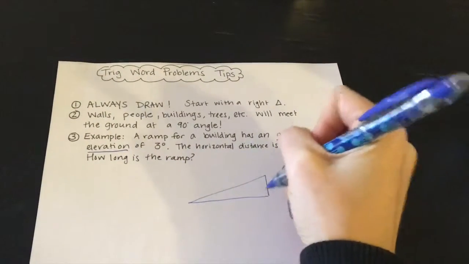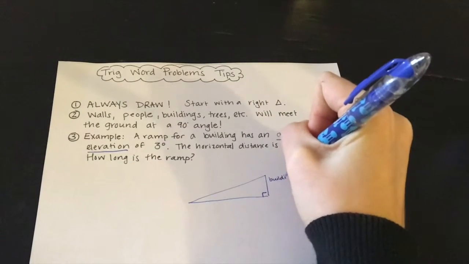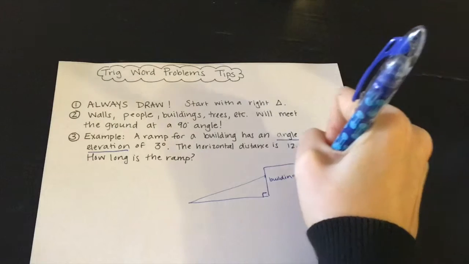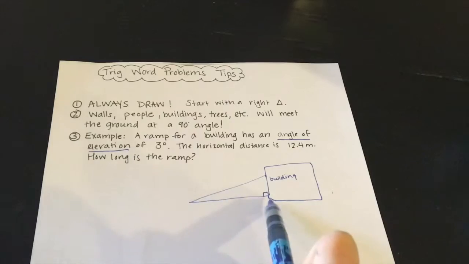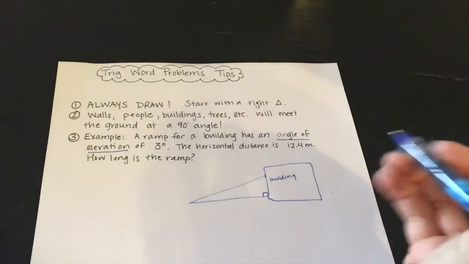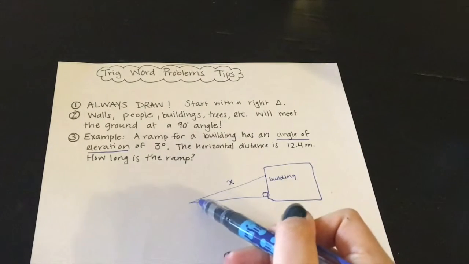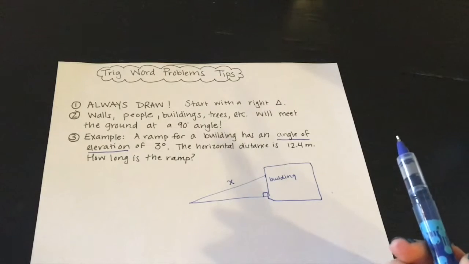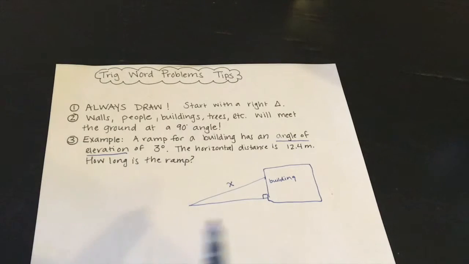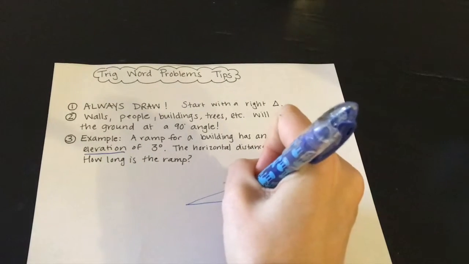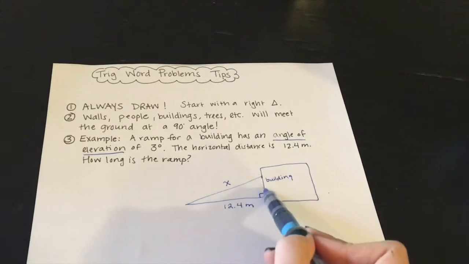So I'm thinking about my ramp, and I know I have a right angle because my building is going to meet the ground at a right angle. And then I have my ramp, and I want to know how long it is. This distance I'm going to call x. That's the actual ramp, like someone would move up the ramp. When it says horizontal distance, that's going to be exactly along the ground, like just left and right, a flat line, and that's 12.4 meters. This is a horizontal distance, and this would be considered the vertical distance.